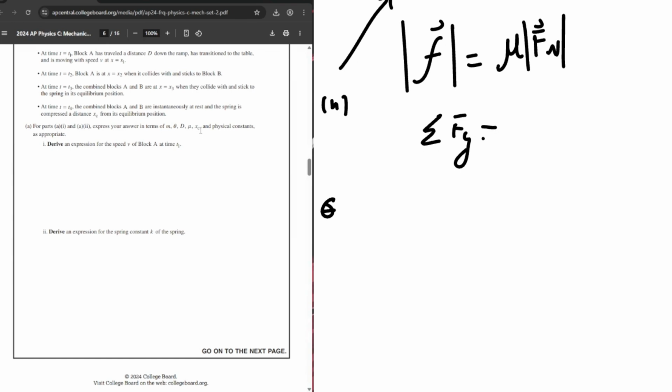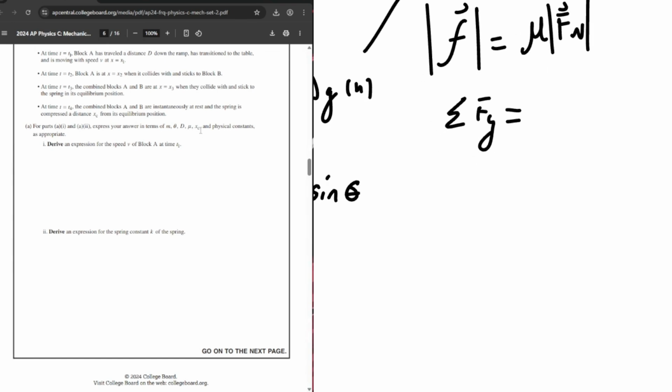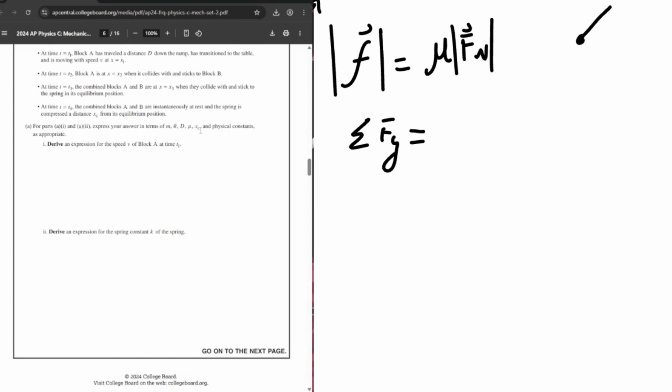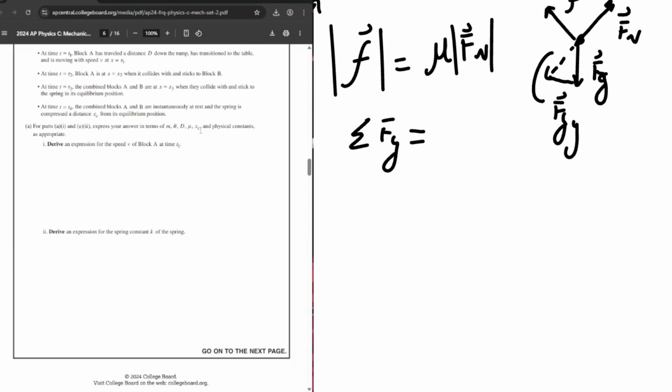So the sum of the forces along the y that are acting on the block, I'm going to think about my free body diagram as well. So here's the normal force on the block. Here's gravity pulling it down. And here's friction. I should just stick to what I wrote. So there's friction. So this is G. So the only forces on the y direction would be the normal force and then this component of gravity that we're going to call FGY.